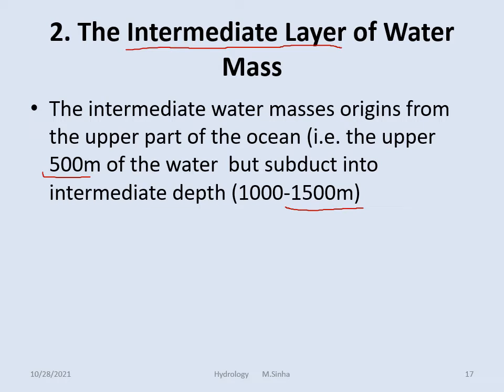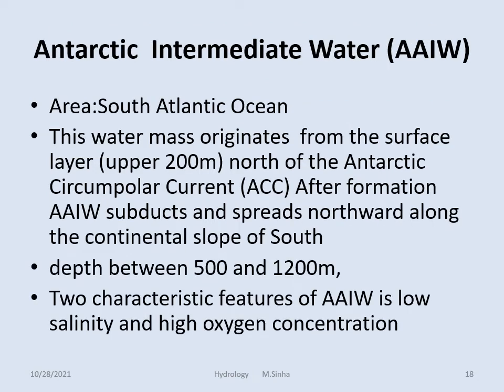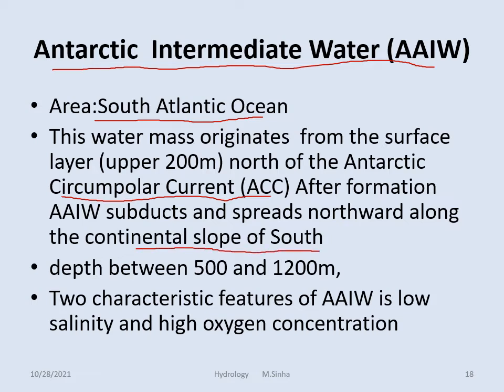The potential density of the intermediate water masses is quite high. Its density ranges from 27 to 27.5 kg per cubic meter. Among the intermediate water masses of the Atlantic, the first one is the Antarctic intermediate water. This water mass is the main water mass of the South Atlantic. Its origin is near the South Atlantic Ocean. This water mass originates from the surface layer of the Circumpolar current, and after formation it subducts and spreads northwards along the continental slope of South America. The depth varies between 500 meters and 1200 meters.